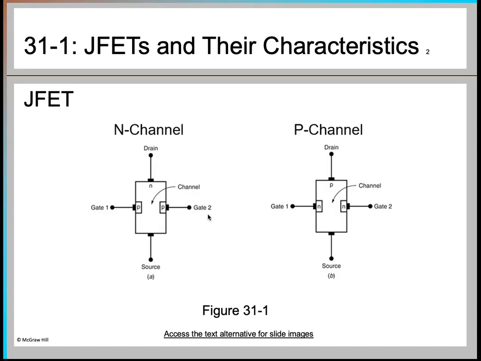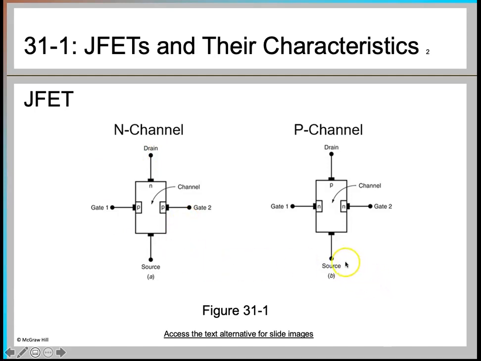Now we are going to see the construction of JFET, and as you can see on the screen, we have two types of JFETs: N-channel JFET and P-channel JFET. If we look closely at the N-channel JFET, you will see that there is a drain on the top and source at the bottom, and then you have these two gates, gate 1 and gate 2, which are connected to the P-type region, and in between, at the center, you see the N channel. So if you have a construction like this, then that will be called your N-channel JFET.